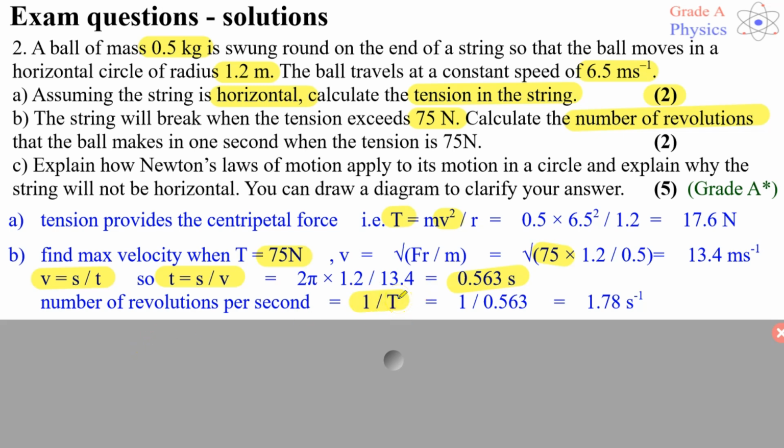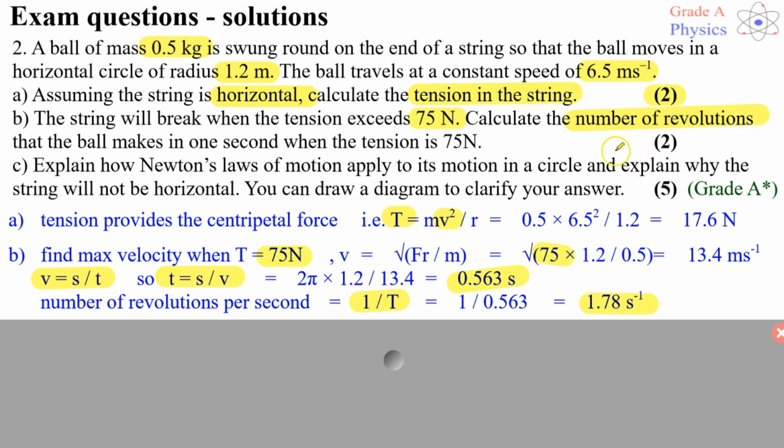So we could think about the formula. We will have done this in the waves topic, f equals 1 over T. Or you could just look at the units. So we want per second, so what do we do with seconds? We have to find the reciprocal. So it's basically 1 over your answer, and we get 1.78 s to the minus 1.